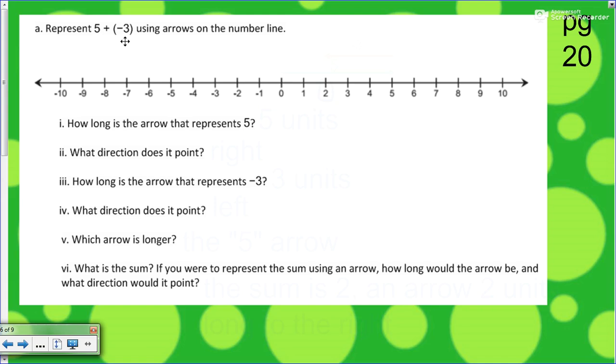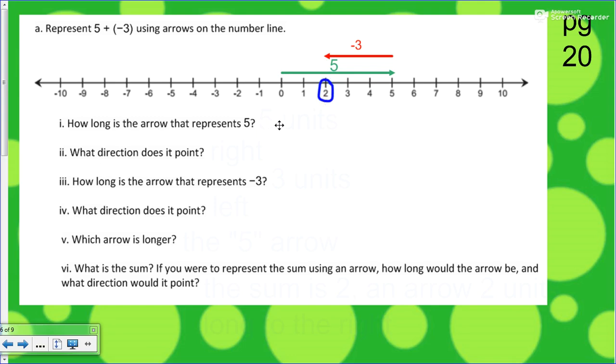This does go on to page 21. There's a couple of questions at the top of there. And then come back and we'll talk about your answers. Alright, so 5 plus -3. Your 5 arrow, 5 units to the right. We're counting on, so we're going to start at that positive 5. The -3 arrow comes back towards the 0 because it's negative, so it's going to go to the left. We circle the number 2 because we're done, and that's where we are.